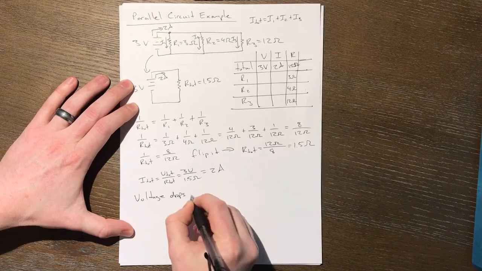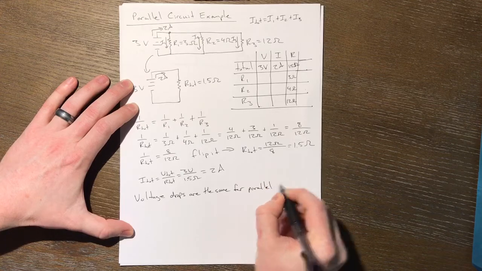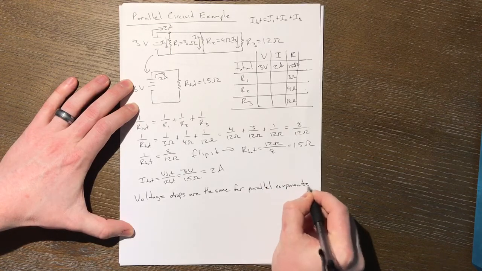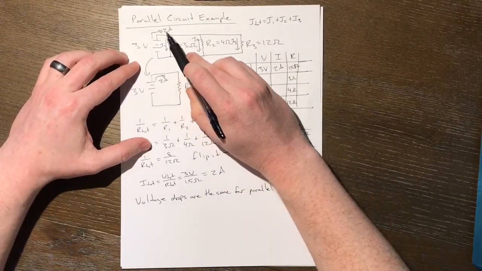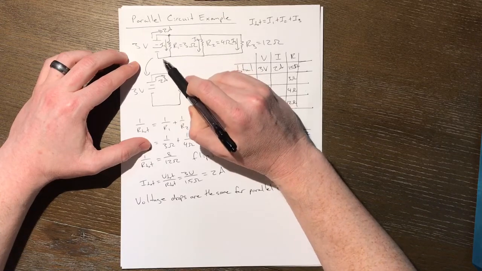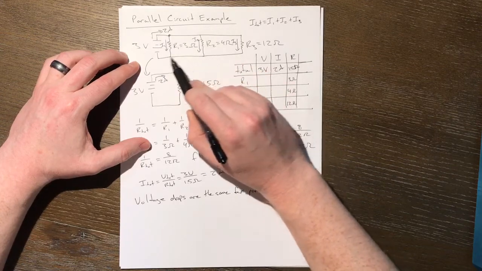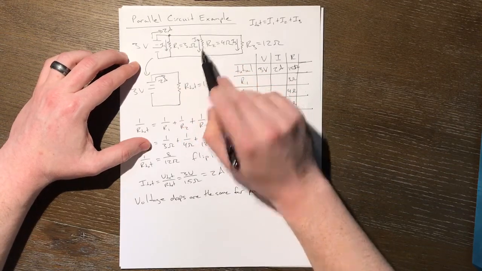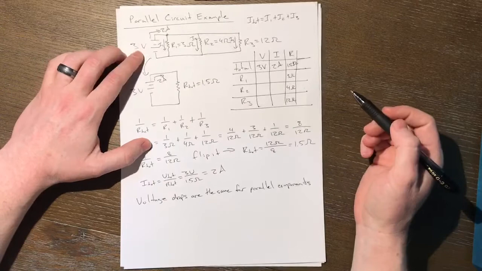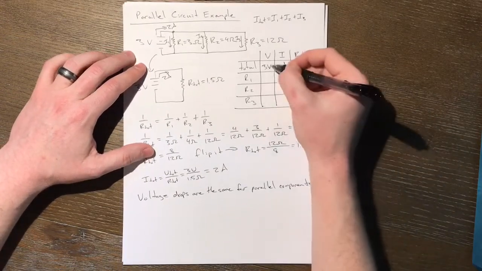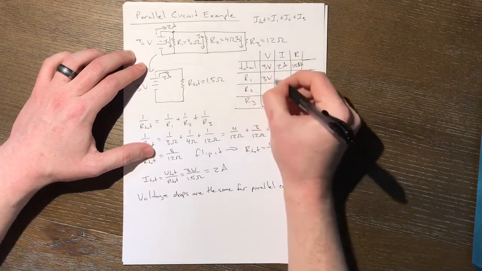Voltage drops are the same for parallel components. So all these components are in parallel. I know that if I leave this battery, I've got 3 volts, I better spend it all before I get home. I can either go through R1 and spend 3 volts, but then I'm home. I have to spend it all there. Or I can go through R2, but I only see R2, so I have to spend all 3 volts at R2. Or I could go all the way through R3, but again, I need to spend all 3 volts at R3.